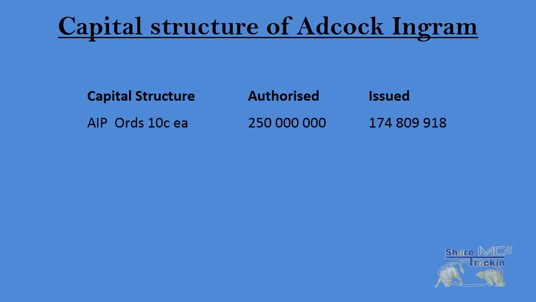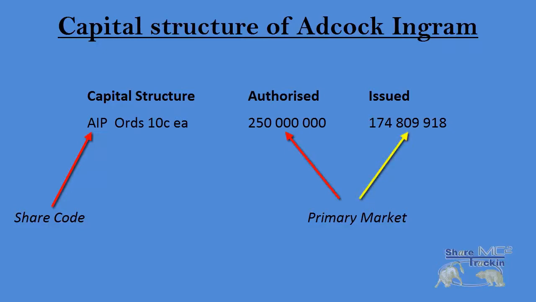Let us look at some examples from your stock exchange handbook, beginning with Adcock Ingram. Here you can see that Adcock's shares have the code AIP. That's their short code. And that the company is authorized to sell up to 250 million shares to the public in the primary market. But so far, they have only sold just less than 175 million of those shares. Note that the shares are ords, in other words, ordinary shares, and that they had a par value of 10 cents each. The par value is the price for which the share was first sold to the public in the primary market.